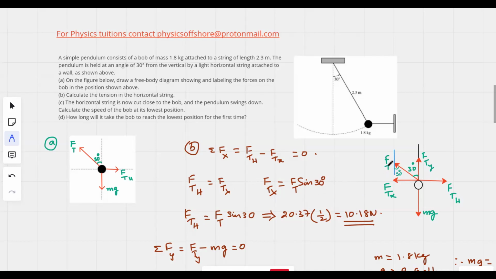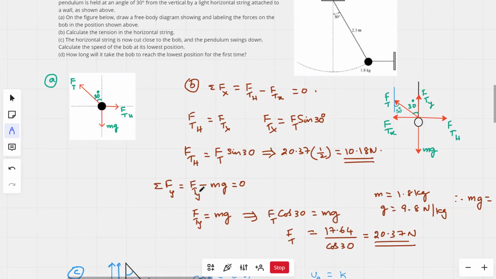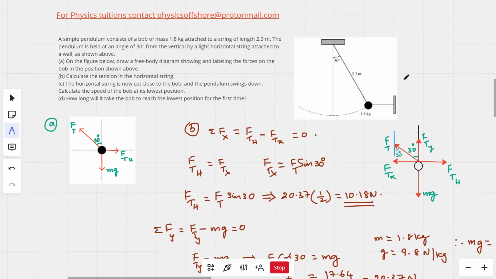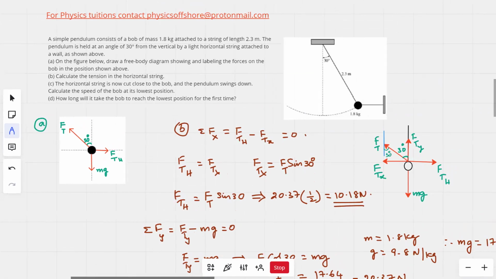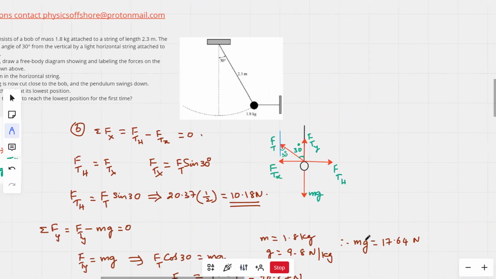So to find out the tension in the string, we have to use the vertical components. So FTy is in the upward direction, mg is in the downward direction. Therefore, sigma Fy is equal to zero, the force equation. If we write sigma Fy is equal to FTy minus mg is equal to 0, or FTy is equal to mg. We know mg because the mass of the bob is given as 1.8 kilograms. So mg is equal to 1.8 times 9.8. Therefore, mg is equal to 17.64 newtons.